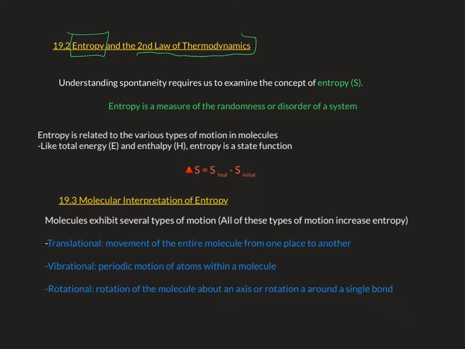Understanding spontaneity requires us to examine the concept of entropy, which is given by the letter S. Entropy is a measure of the randomness or disorder of a system. The more random and the more disordered, the more entropic you are, so you increase in entropy. The less random and the less disordered, meaning if you're more ordered and more neat, then you are decreasing in entropy.